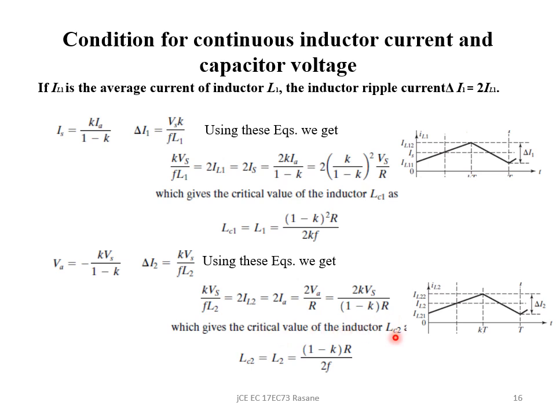This gives a critical value of the inductor LC2, which is L2 equal to 1 minus K into R. K cancels, right? And Vs also cancels. So you'll remain with 1 minus K into R upon 2F. So this is the critical value of the inductor L2.